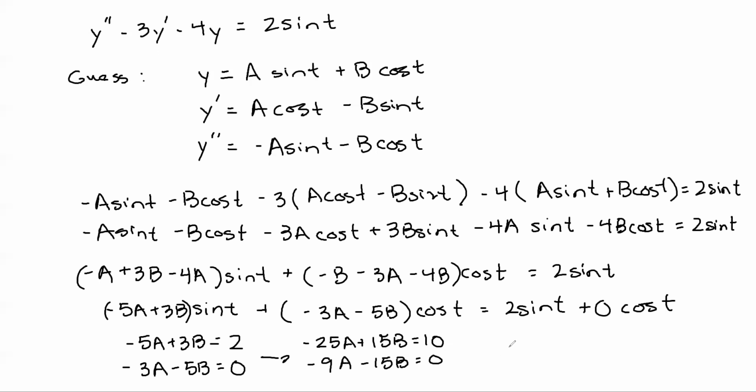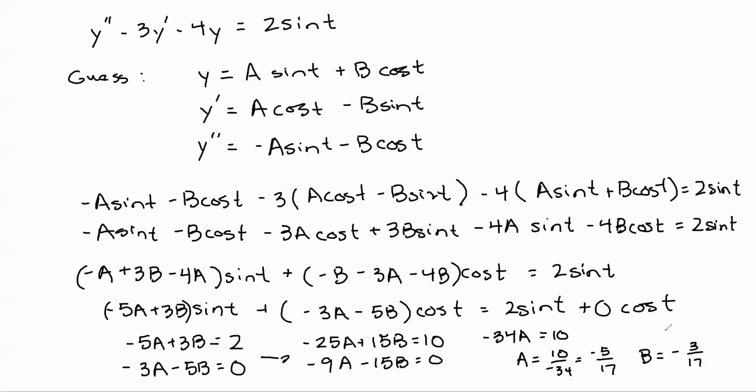And then if we go through and add these, we'll get negative 34a equals 10. A equals 10 over negative 34. Right, so we're going to get negative 5/17. And then I'm running out of space here. So take negative 5/17, plug it into this equation, and you can go through and solve for b as well. So b is going to equal, you should get negative 3/17.